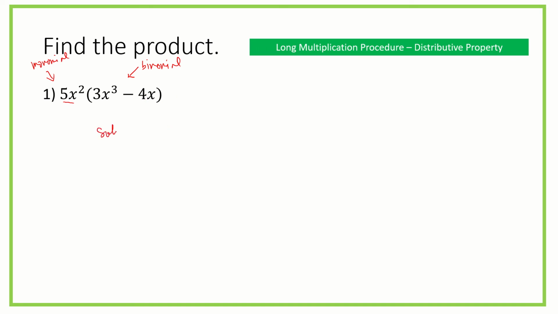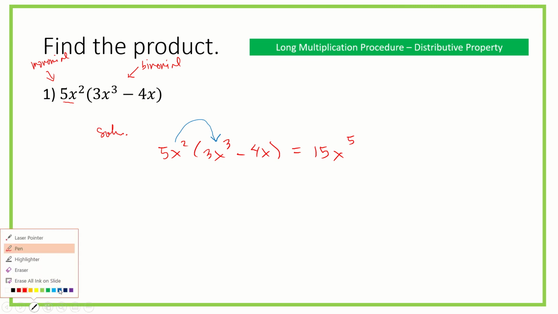So, as a solution, we copy first the given, and then we distribute the 5x squared. So, it has to be 5x squared times 3x cubed. So, we get the result for that. 5 times 3, that's 15. Then don't forget the product rule. If they have the same base, copy the common base, add the exponents, 2 and 3. So 2 plus 3, 5.